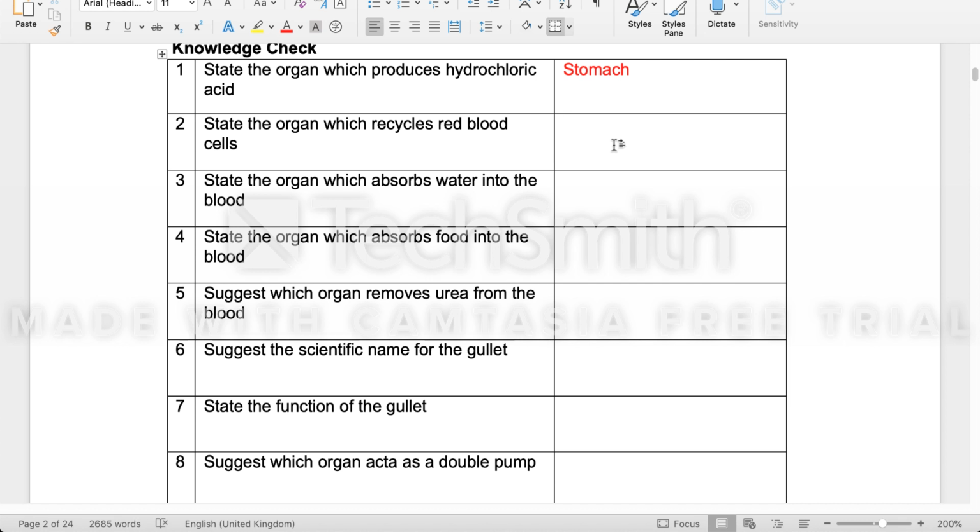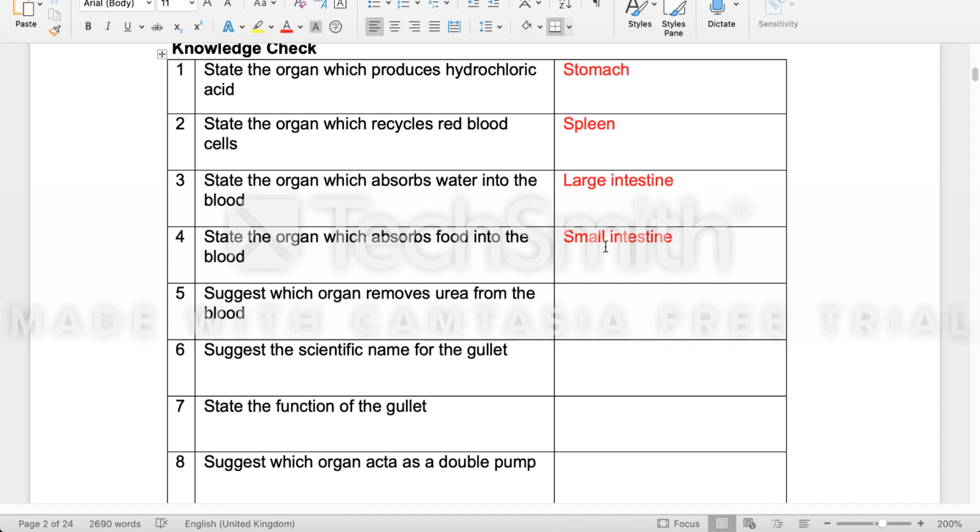Number 2, state the organ which recycles red blood cells. Again, this is a function question. This one is going to be your spleen, and that's going to be right next to your stomach. Number 3, state the organ which absorbs water into the blood. This is the one where you have to be careful. It is part of your intestines, but it's figuring out which one it is. The one that absorbs water is actually your large intestine, which means that the other one, which absorbs food, will be your small intestine.